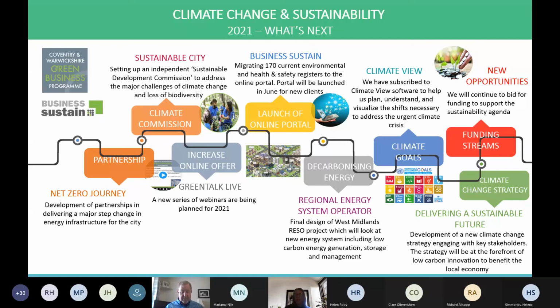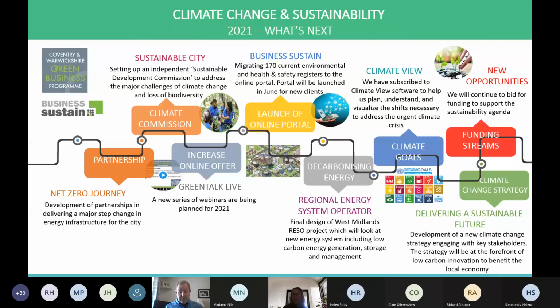And that's looking at new energy systems and how to get to decarbonisation, looking at low carbon energy generation and storage and management. We've also subscribed to Climate View software, and that's going to help us plan, understand and visualise the shifts necessary to address the urgent climate crisis. And we're working with various teams within the council to start addressing that and using that software to help us plan.